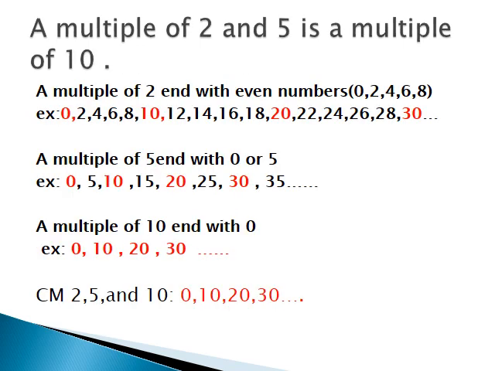A multiple of 2 and 5 is a multiple of 10. A multiple of 2 ends with even numbers. Even numbers are 0, 2, 4, 6, and 8. And a multiple of 5 ends with 0 or 5. For example, 0, 5, 10, 15, 20, 25, 30. A multiple of 10 ends with 0. 0, 10, 20, 30. So, common multiples of 2, 5, and 10 end with 0.